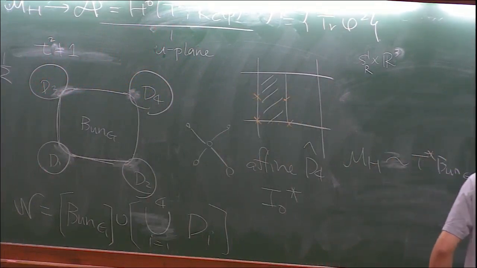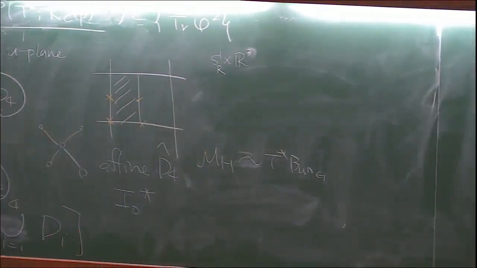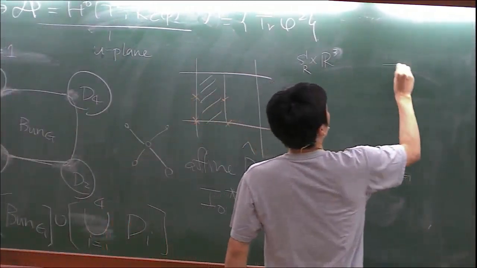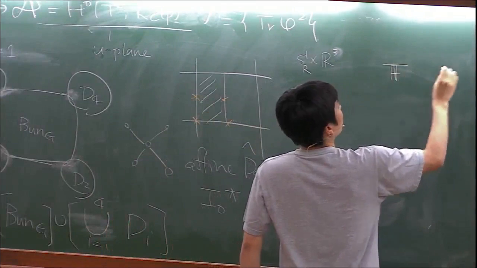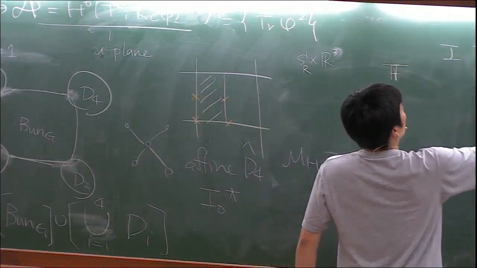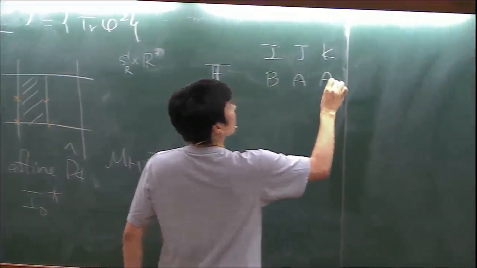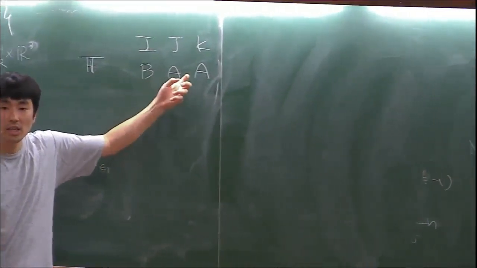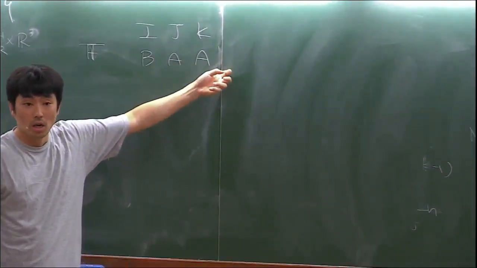Okay. And one more thing I have to mention is that it's called a completely integrable system. So therefore, the generic fiber F is called a BAA brane. So it's holomorphic in complex structure I, but it's Lagrangian in the other complex structures.